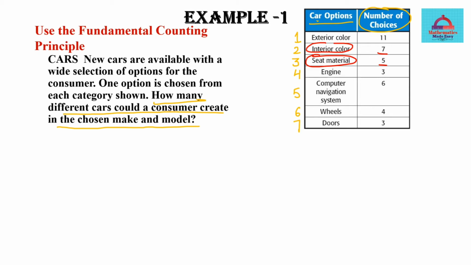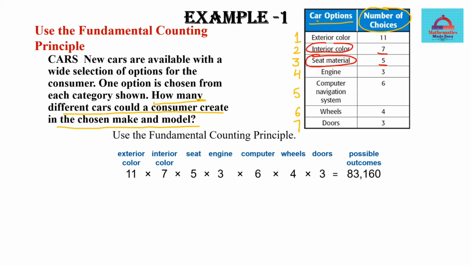So if you count 1, 2, 3, 4, 5, 6, 7, this is a 7-stage experiment, and each stage has different possible outcomes. So let's now apply the fundamental counting principle. In order to find the total possible outcomes, we simply have to multiply all of these values. So we are going to multiply 11 with 7, with 5, with 3, with 6, with 4, and with 3.